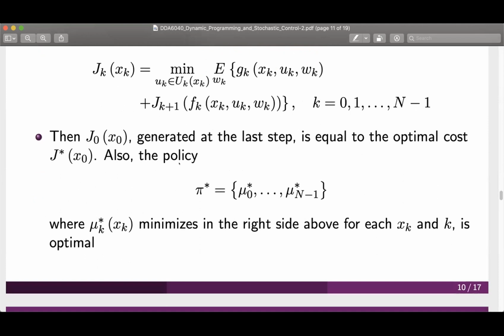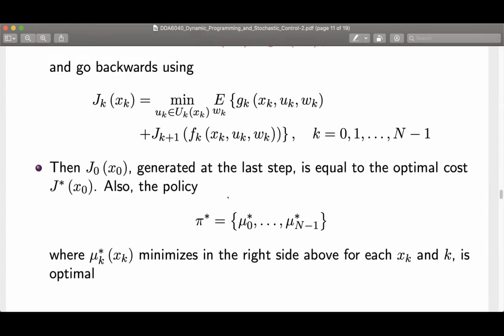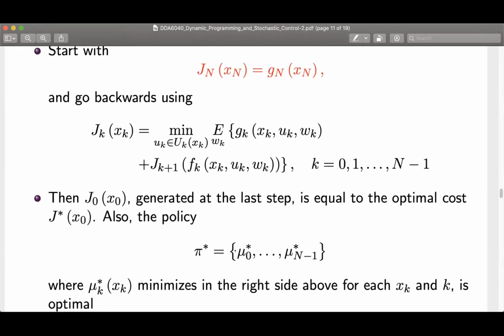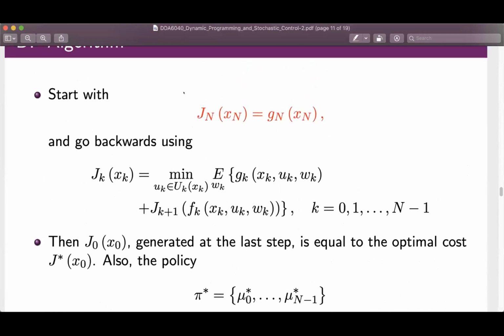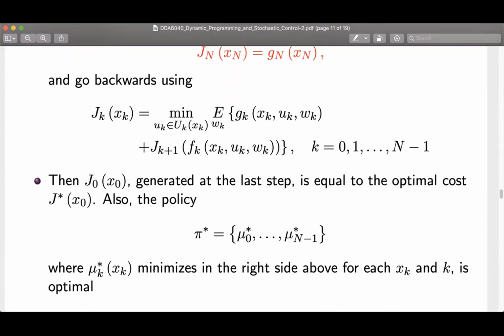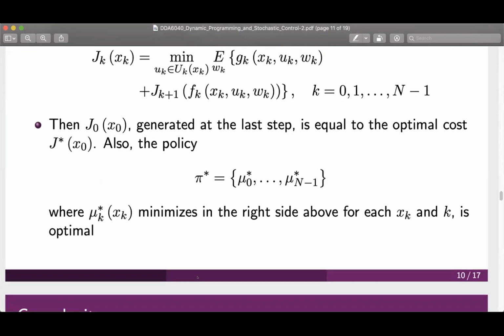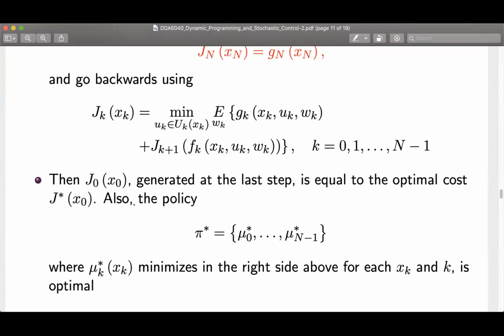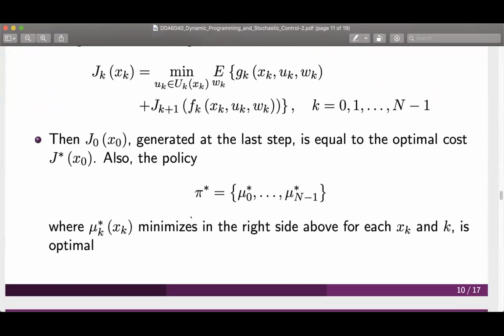And next, the resulting policy pi star: each mu is solved iteratively in the previous iterative steps. We put them together and it forms the optimal policy. So the DP algorithm not only gives us the optimal cost function, but also gives us the optimal policy of the problem.